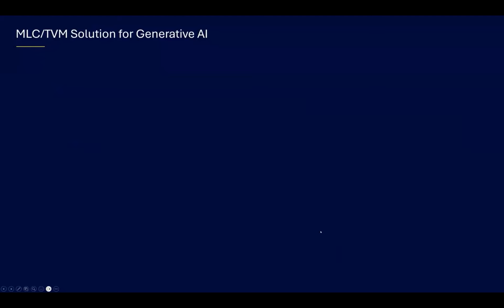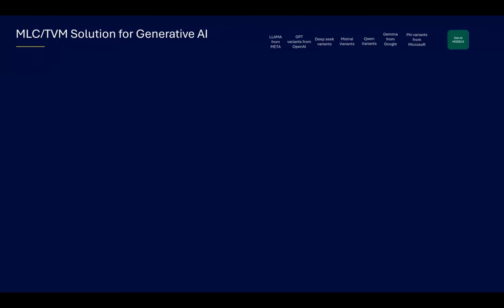Let's take a deep dive into the MLC or TVM solution for generative AI in the context of Adreno GPU. It all starts from the models which are coming from these publishers. It would be like Llama from Meta, or the GPT range of models from OpenAI, or the Gemma models from Google, or the Phi models from Microsoft, or many other publishers like DeepSeek, Mistral, Qwen, and many more.